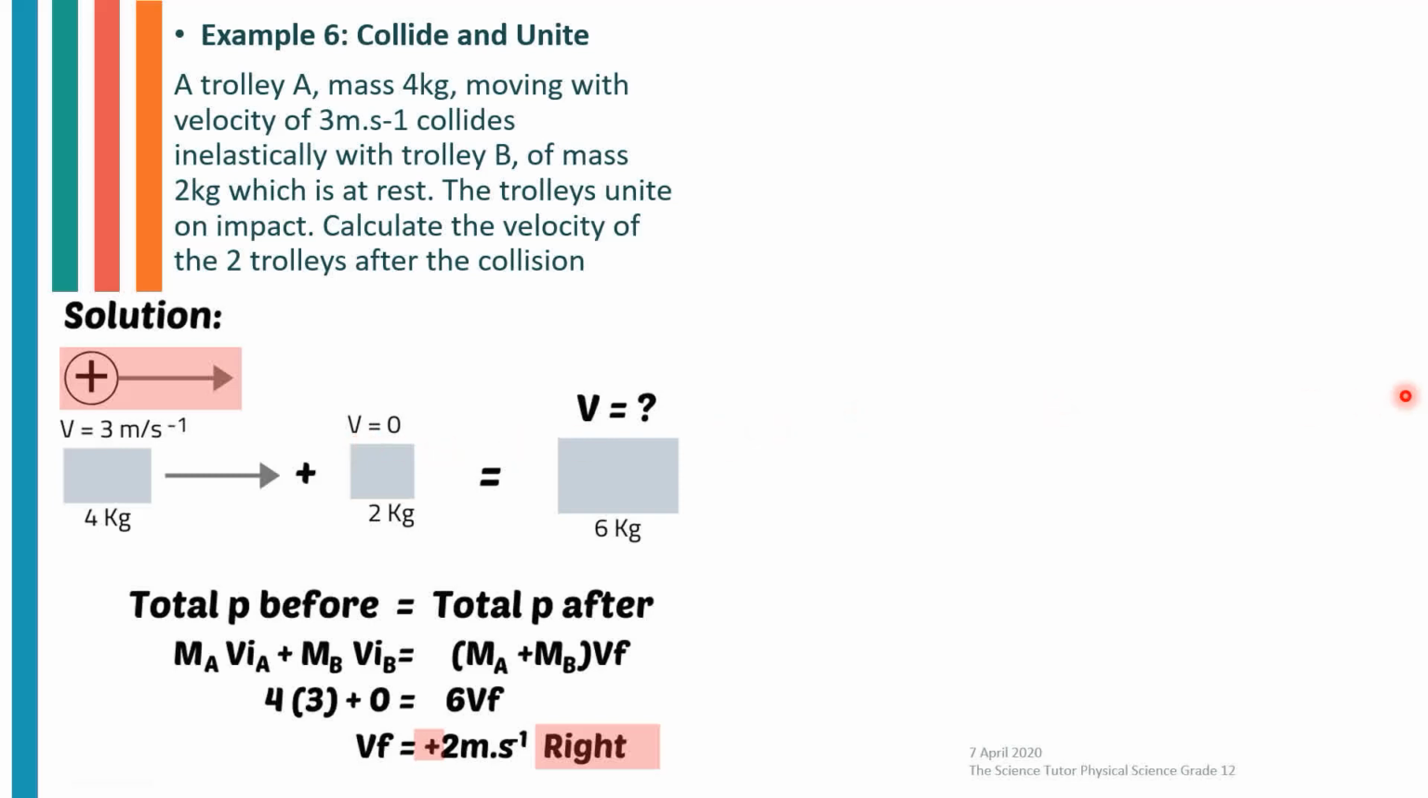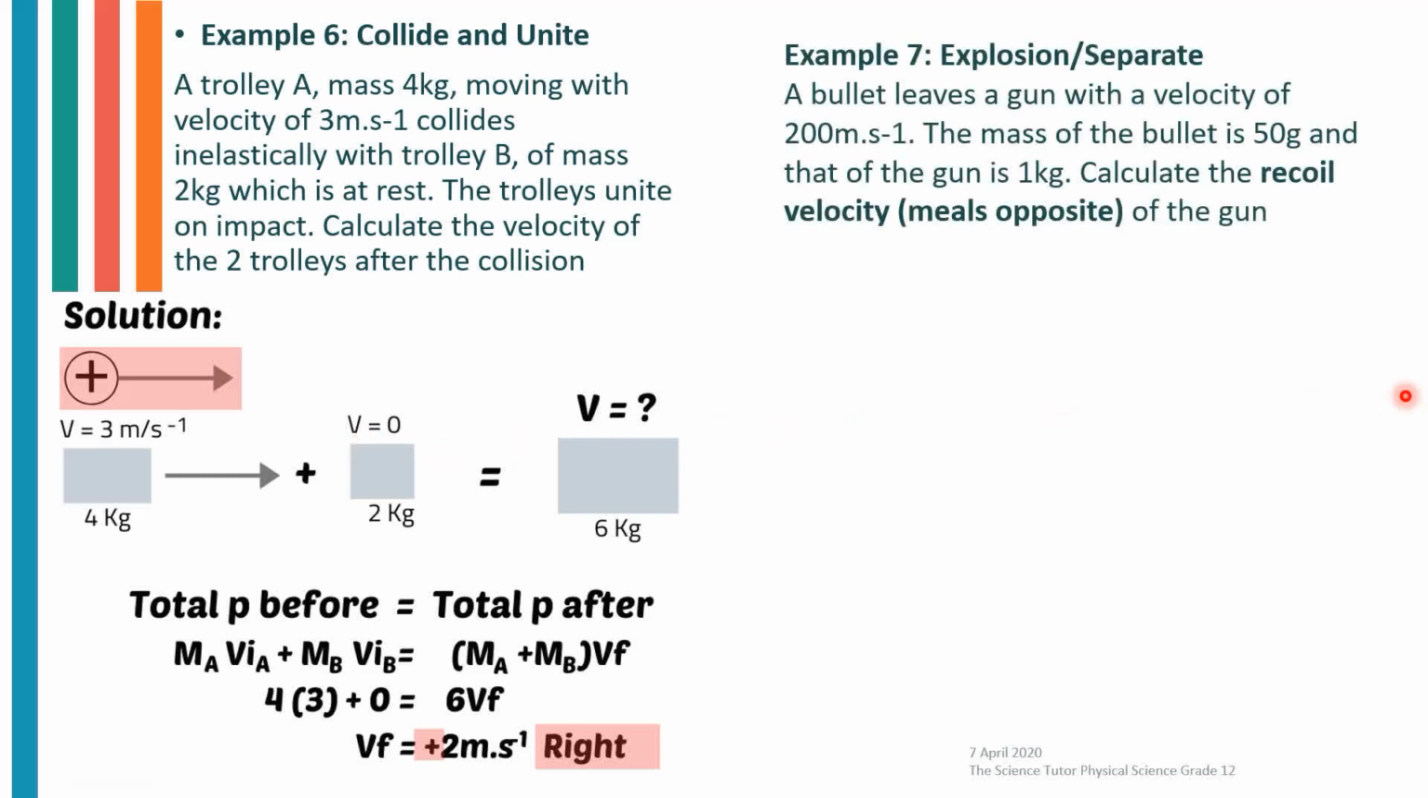Last one, an explosion or separation collision. So this is kind of like a reverse collision, if that makes sense. So a bullet leaves a gun with a velocity of 200 meters per second. The mass of the bullet is 50 grams and that of the gun is 1 kilogram. Calculate the recoil velocity. Means the opposite, excuse the typo.